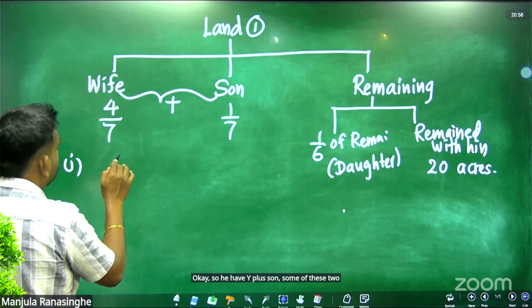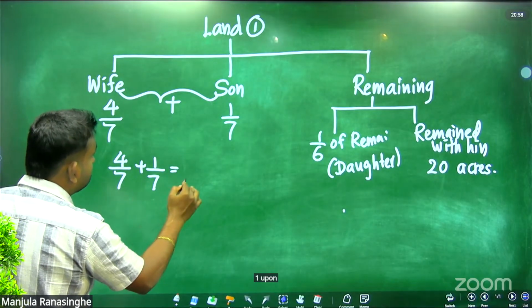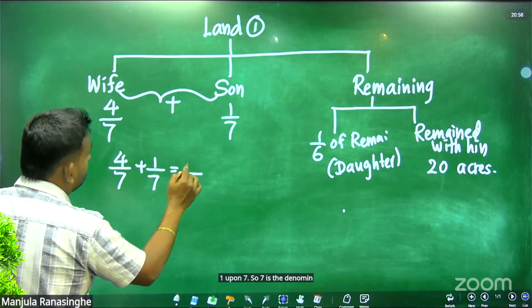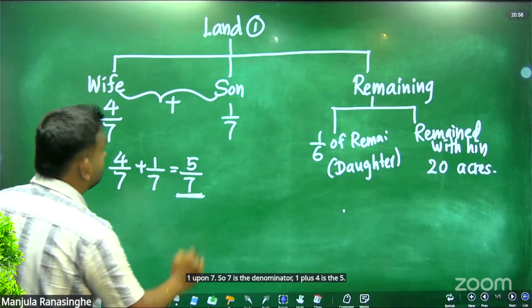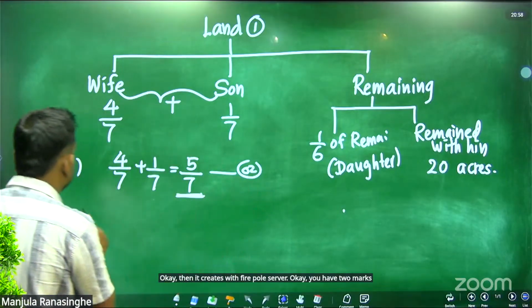Wife and son means 4/7 plus 1/7. So 7 is the denominator, 1 plus 4 is 5. Then it comes to 5/7. You have 2 marks there.